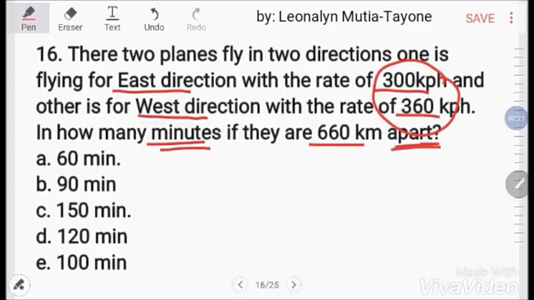Kung i-add mo siya, 660 lang din naman. Per hour yan. So, ang hour is 60 minutes. The answer is 60 minutes. No need to solve it. Para mas lalong maintindihan lang ha.